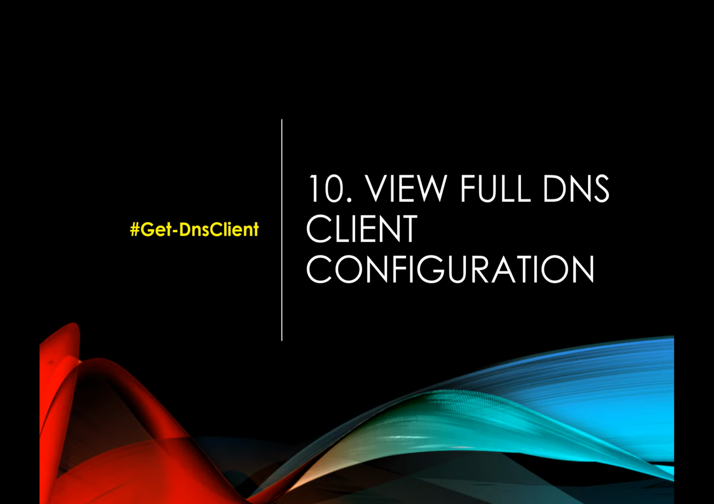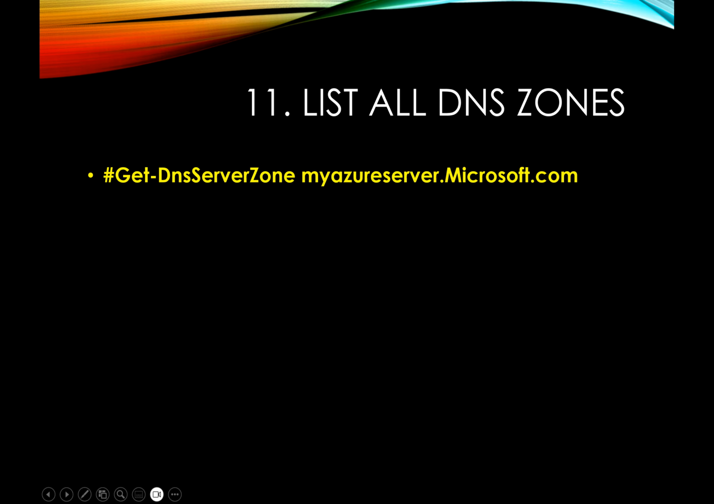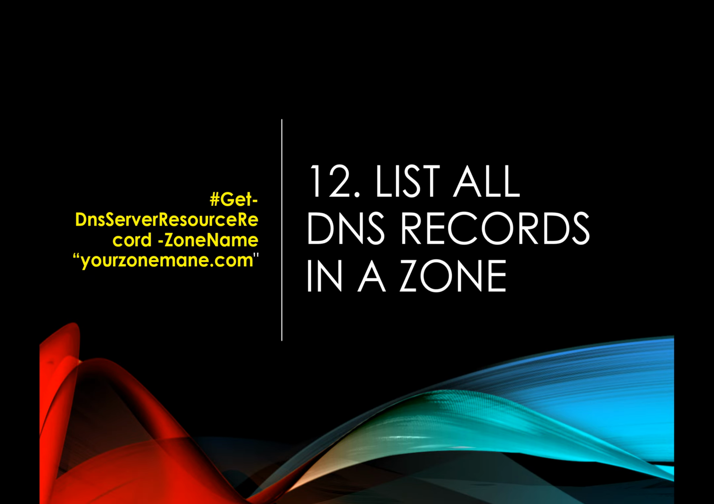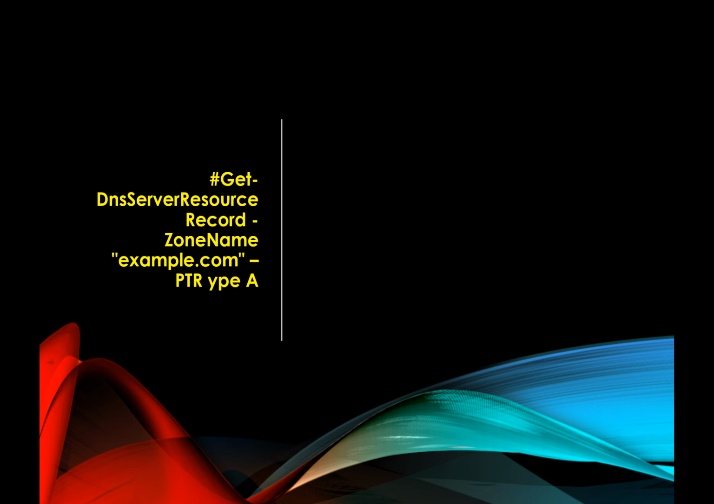Okay, number 10, Get-DnsClient. View the full DNS client configuration. Alright, list all DNS zones. This is how you get the DNS zone, for example my Azure server dot Microsoft, or my server 1 if you really want it. Next, list all DNS records in a zone. This is how you type this command into PowerShell.